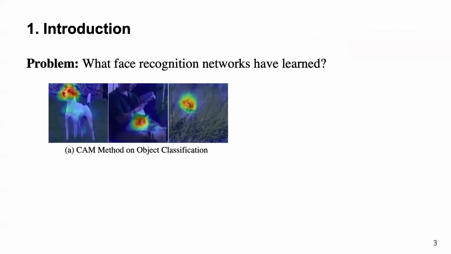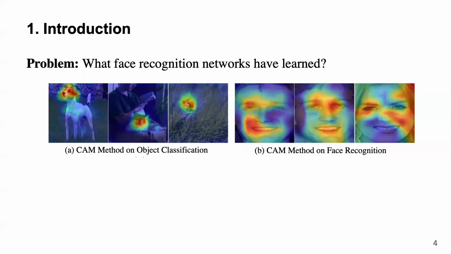Figure A shows a visualization method for object classification, which clearly shows the attention of the model when it makes a decision. Figure B shows the same visualization for face recognition, but the attention covers the whole face, so it is unable to provide exact information about what the model has learned.